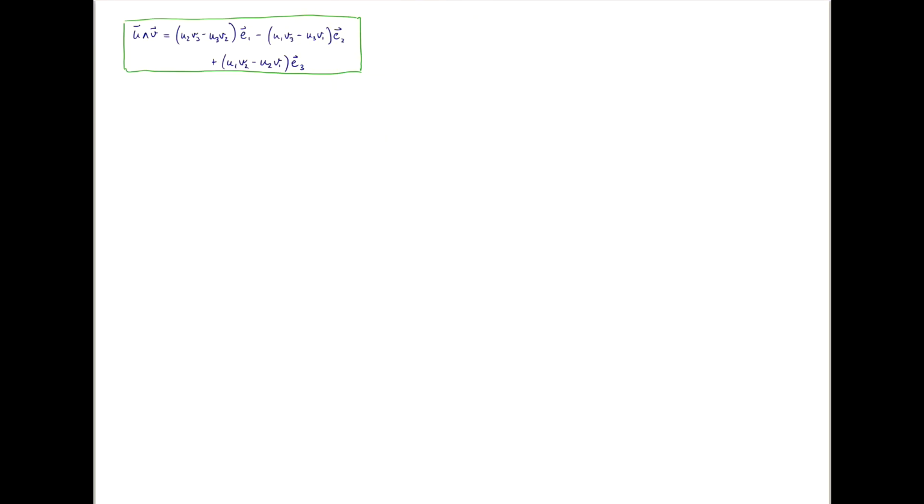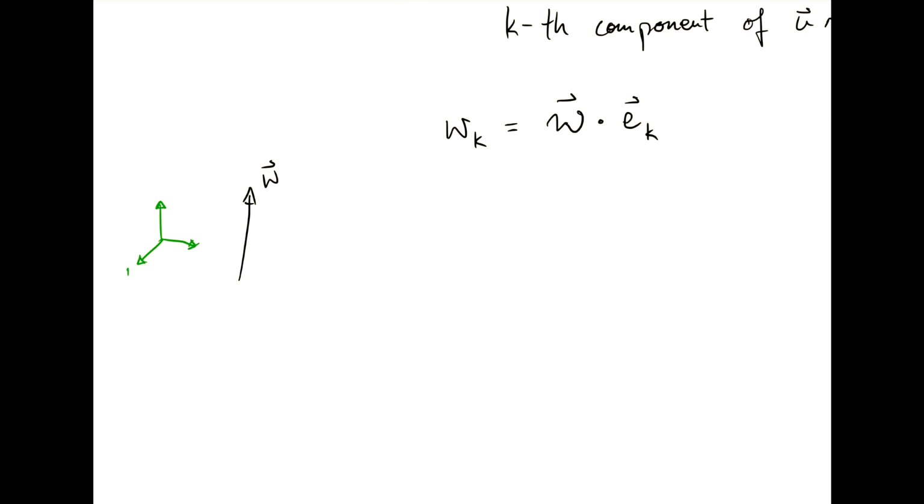And again, we can write this very succinctly in index notation. Each component can be written as follows. The kth component of u cross v, w_k, is actually the vector w dotted with the basis vector in the k direction. So k can be 1, 2, or 3. If we have a random vector w and a basis 1, 2, 3, then w can be decomposed into components along the three basis directions, and w1 in that case is just the dot product of w with e1. So this is w1, this vector here, w2 and w3.